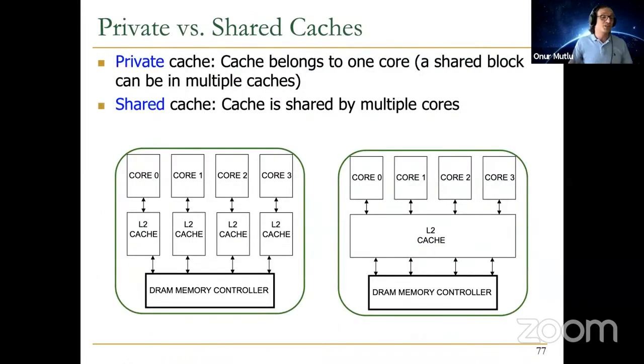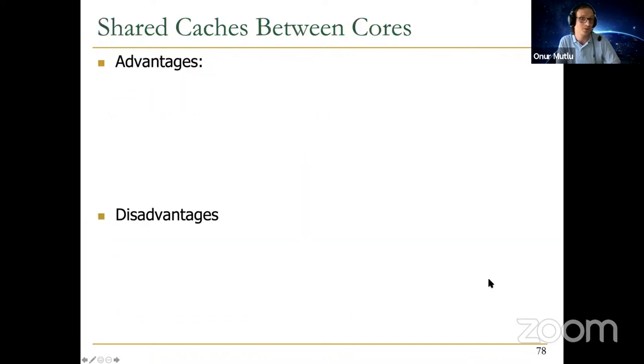So private versus shared cache is one example of this, basically. In a private cache, the resource is not shared. In a shared cache, the resource is shared. And clearly, you have the same issues. So let's take a look at this particular example. We're looking at the advantages of shared caches between cores over private caches between cores, and we're going to also look at the disadvantages.